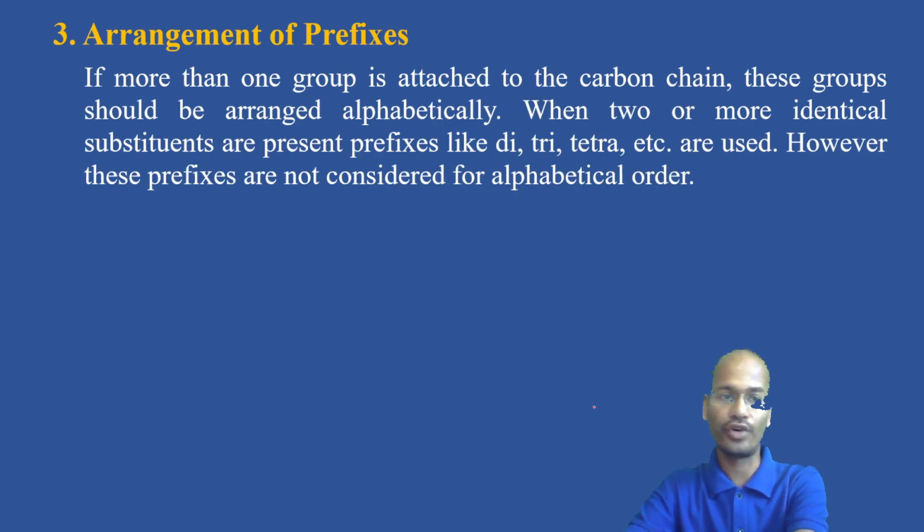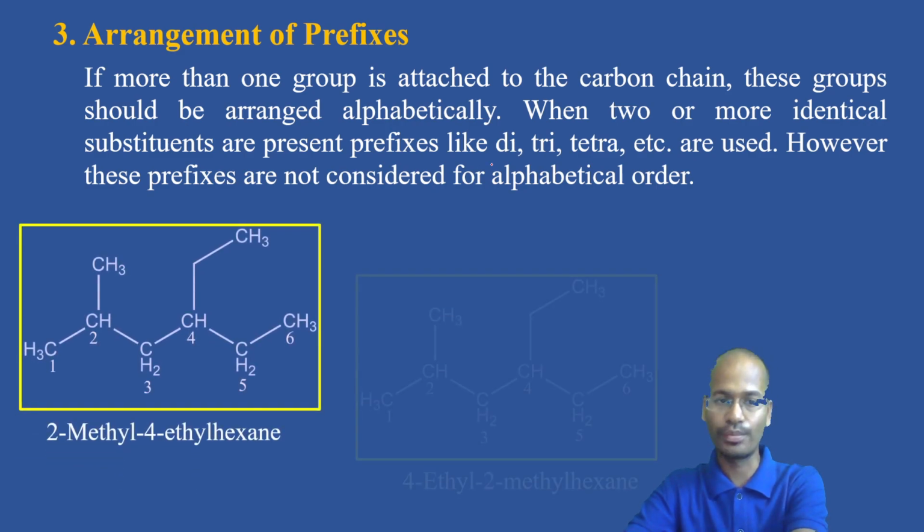And arrangement of prefixes. If there is more than one prefix attached, then those prefixes need to be arranged alphabetically. That's what we have already seen. However, if two or more identical substituents are there, then we can add prefixes like di, tri, tetra. However, these prefixes are not considered for alphabetical order. So let us see with examples.